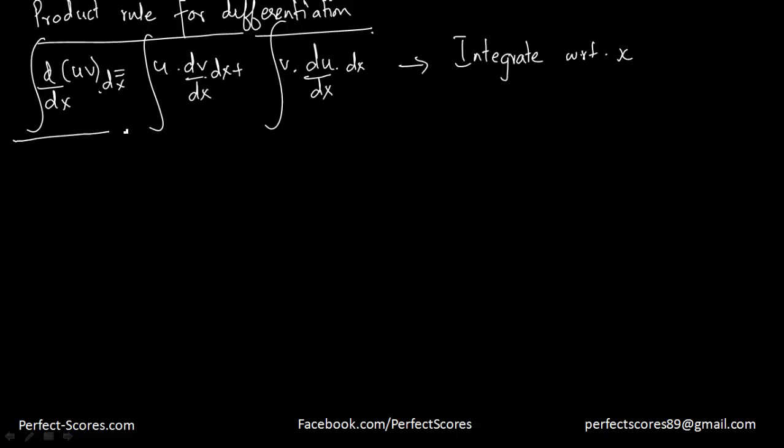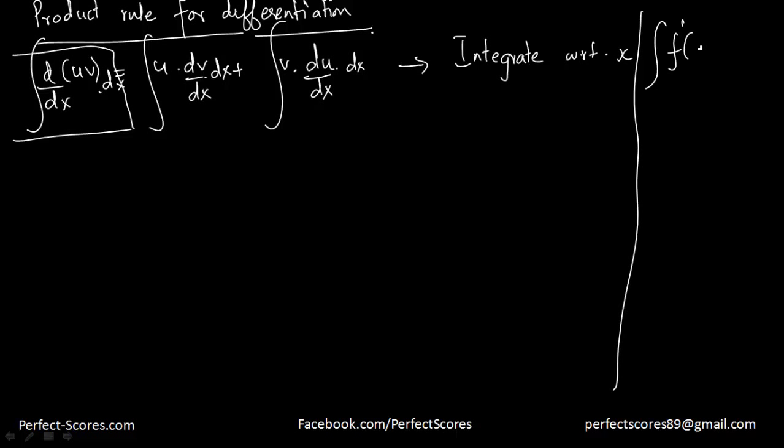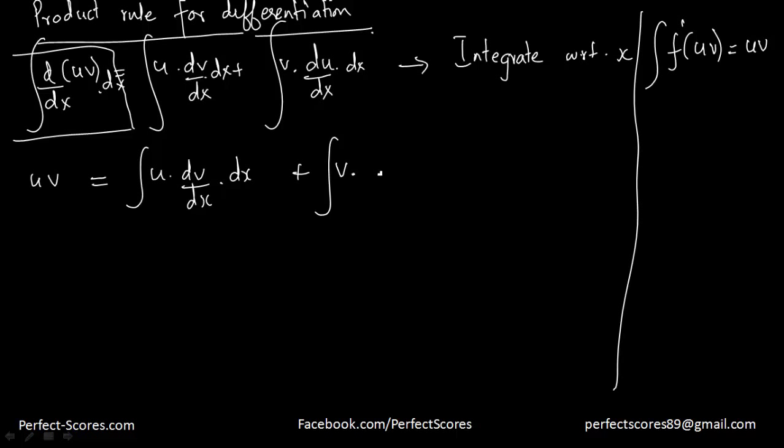Now this thing over here, as you can clearly see, is the anti-differentiation of the differentiation of uv, which is going to give us uv. So what I'm going to do right here is write uv, which is equal to the anti-differentiation of u dot dv over dx dot dx plus the anti-differentiation of v dot du over dx dot dx.